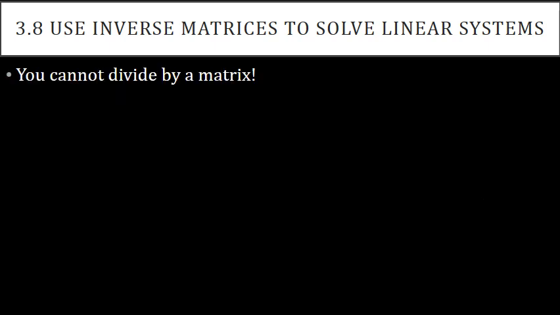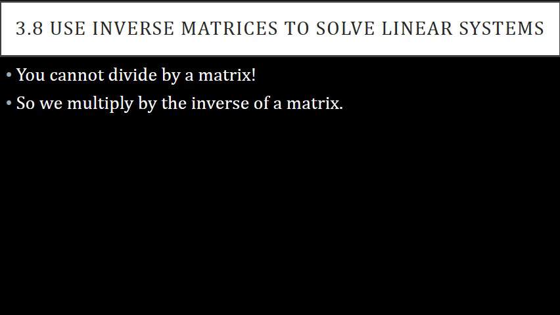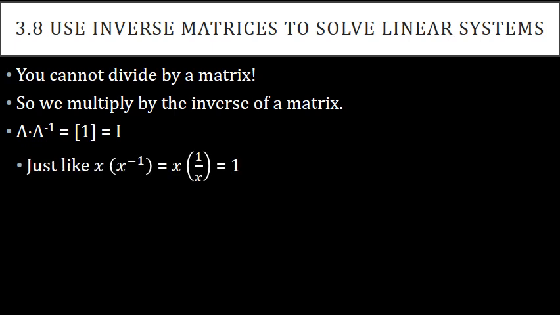We have added, subtracted, and multiplied matrices, but you cannot divide by a matrix. So we multiply by the inverse instead, kind of like you would multiply x times the inverse of x, which is 1 over x, to get 1. So A times the inverse of A equals the identity matrix, just like x times the inverse of x, which is 1 over x, equals 1.